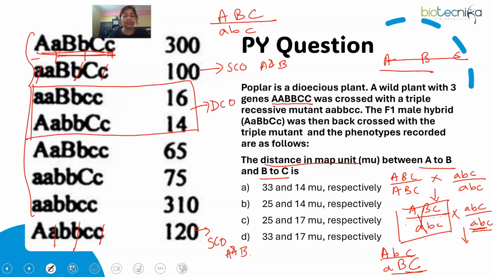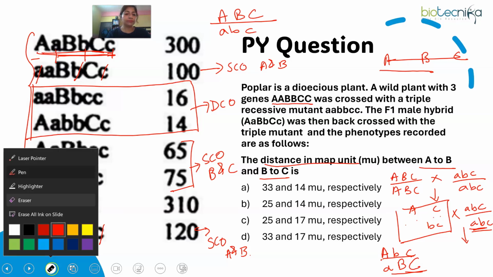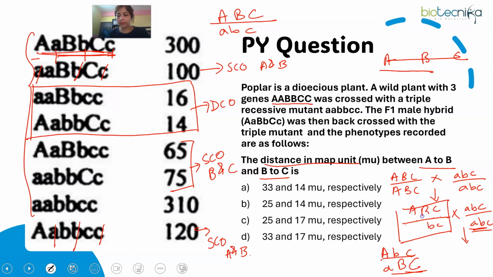So definitely that means the class with the highest number are the parental types. So the other two varieties are this, right? So these two are the SCOs between B and C, and you can check also that in case recombination is happening here, then what all classes will you get? I'm just erasing it to avoid confusion.